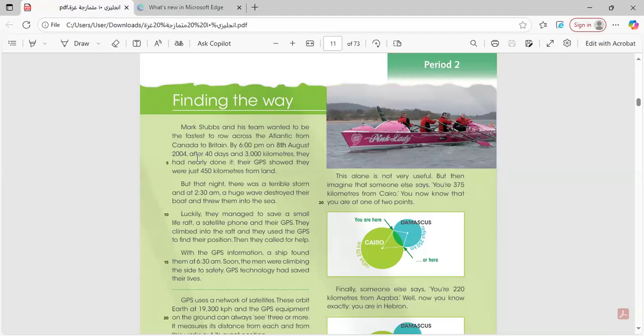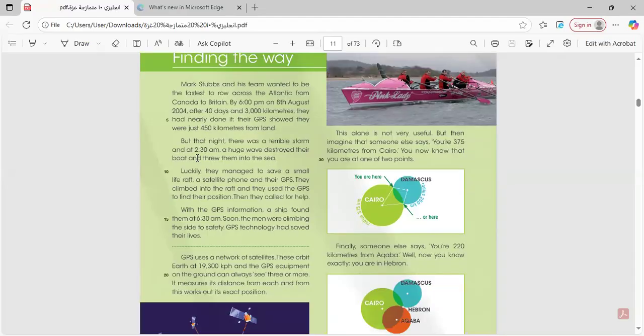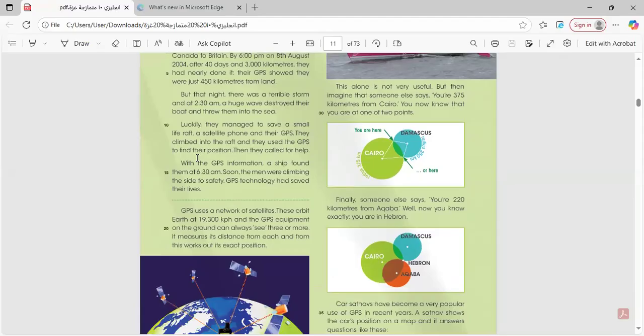You are here, and this is Cairo, and this is Damascus. Radius 250 kilometers from your point to Damascus, and radius 375 kilometers to Cairo. Okay, so this is how GPS helps us to define locations.